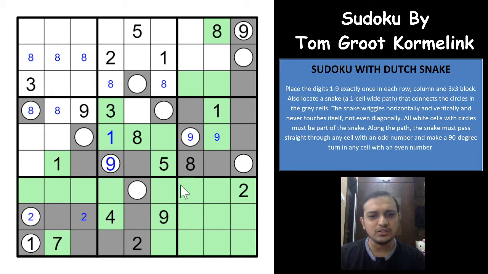We'll mark all the snake cells with the odd or the even digits. It's nothing but odd-even Sudoku after finding the snake path. Wherever you have a turn will be an even number, and wherever you have a straight path will be an odd number. So let us see if we can mark those. I'll just mark all the odd-even numbers here.